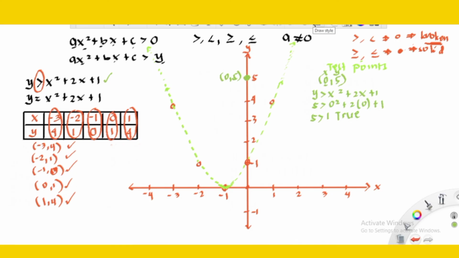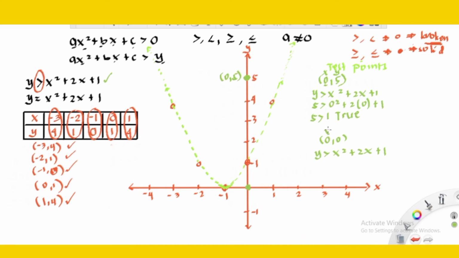Pero mag-try tayo muna bago natin i-shade. Mag-try tayo ng isang point sa labas. So, kukuha tayo ng isang point na nandito sa labas na region. Let's say (0, 0) para mas madali. So, we will take (0, 0) as our test point. Let us substitute this to the inequality. Again, copy the inequality: y is greater than x squared plus 2x plus 1.